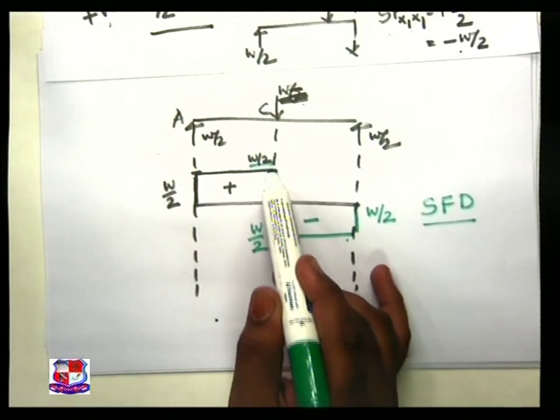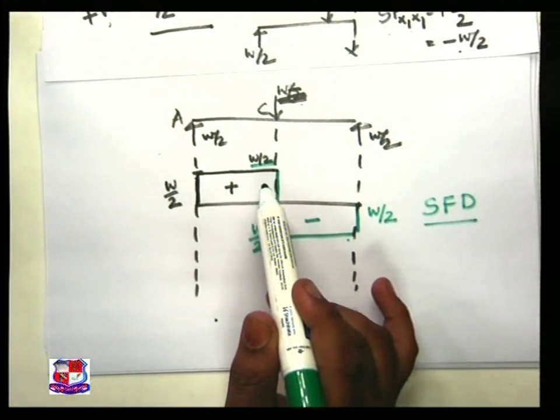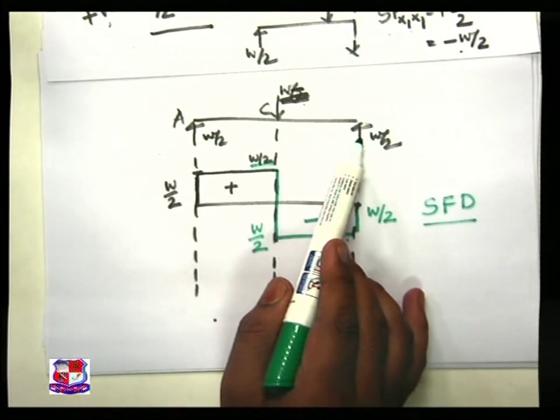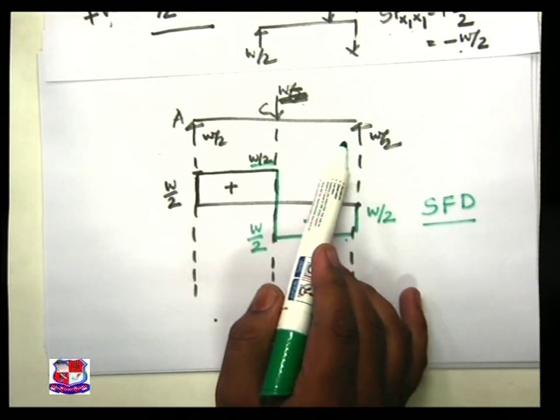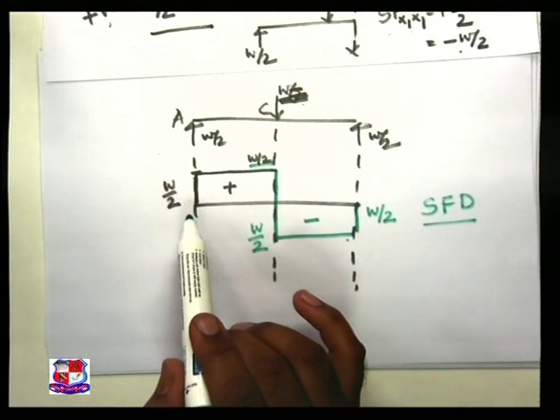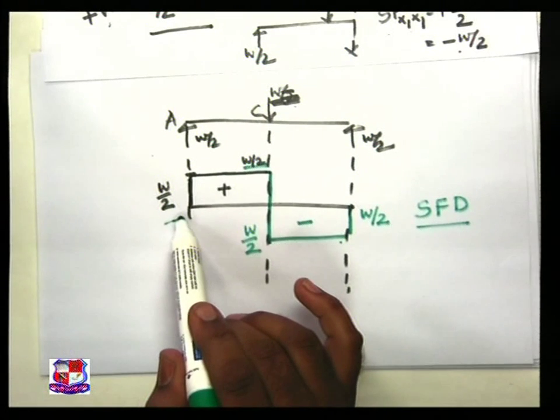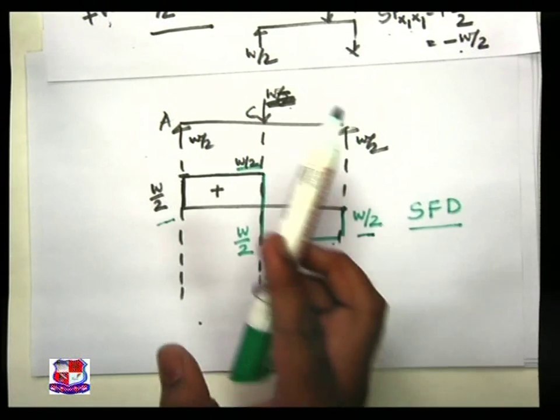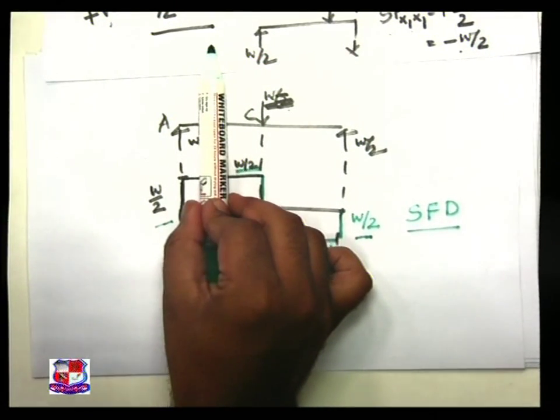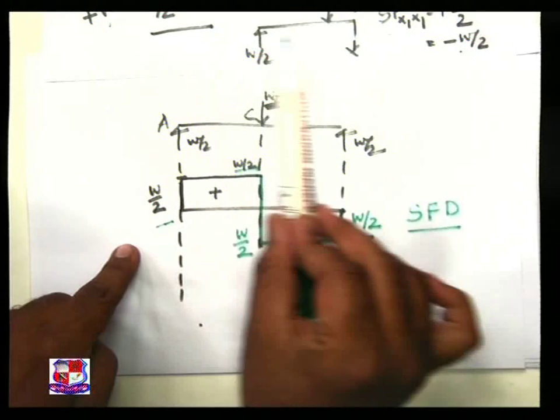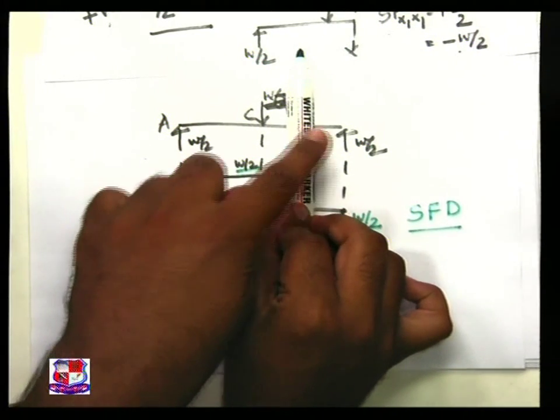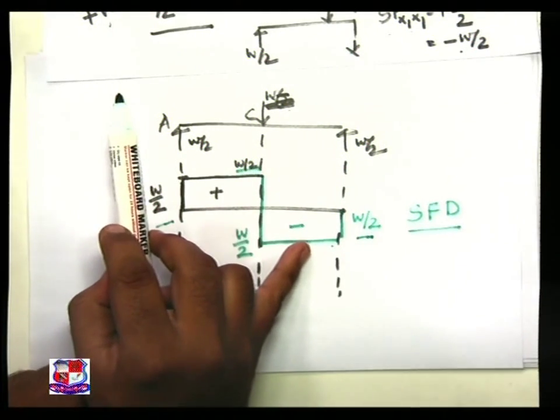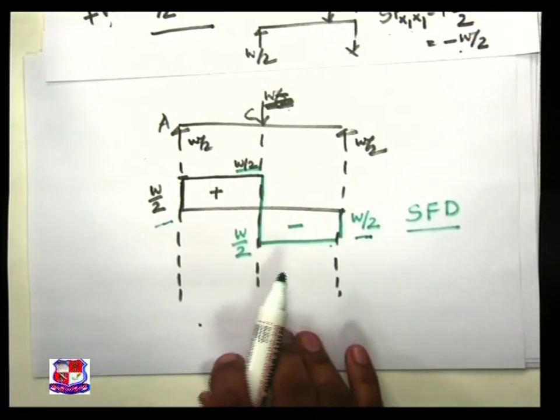I will repeat these three terms once again. Reaction for a simply supported beam directly shows the shear force at that point, like W by 2, W by 2. Sign convention shows, if I take a section over here, left upward is plus sign, and section over here, it is upward but right upward, and right upward is negative as per our sign convention.